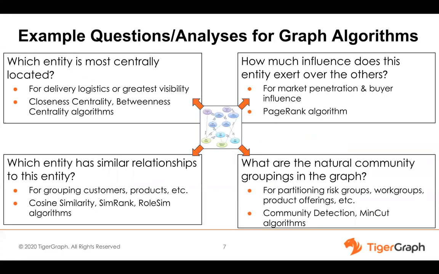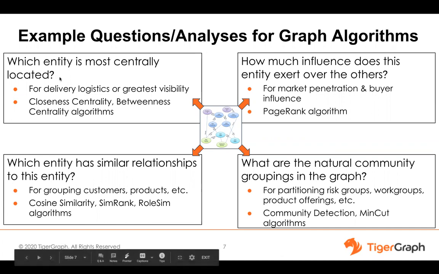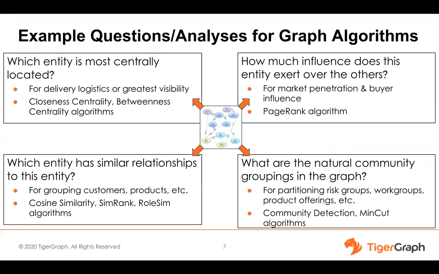Again, we used this as a motivational example last time. What are some of the questions you can answer with graphs? We're going to focus on those two on the top this time. Given a graph, which entity is most centrally located? Some of the use cases are delivery logistics, or when you're thinking about greater visibility, which can be actual eyesight visibility or just exposure in terms of marketing. Some of the algorithms we're going to look at today are Closeness Centrality and Betweenness Centrality.